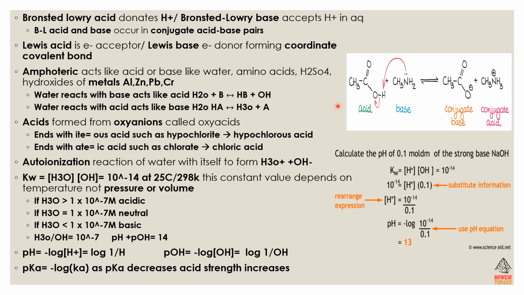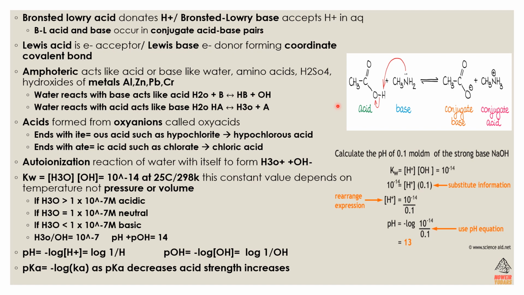In order to calculate pH, pH is equal to negative log of H plus, so negative log of the proton concentration, or the H plus concentration. You can also have it as log of 1 divided by H plus. And the pOH is exactly the same thing: negative log of the OH concentration, equal to log of 1 divided by OH.